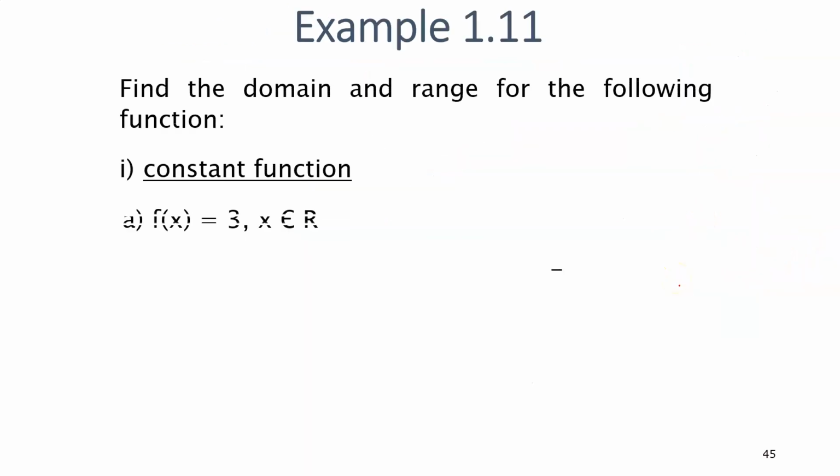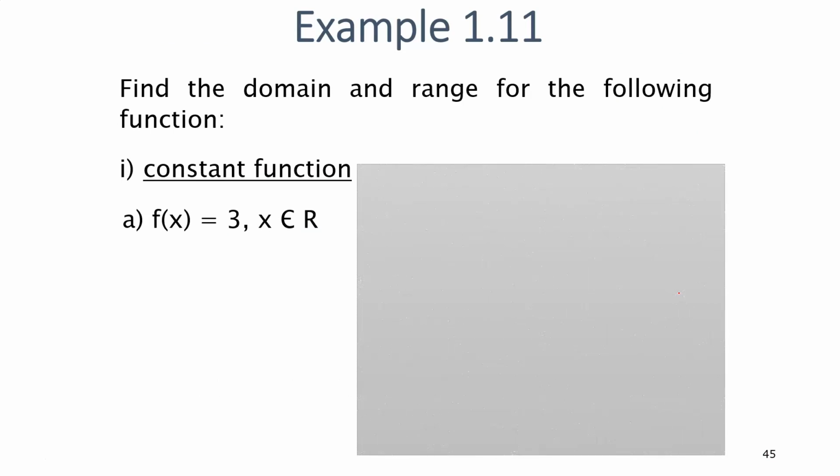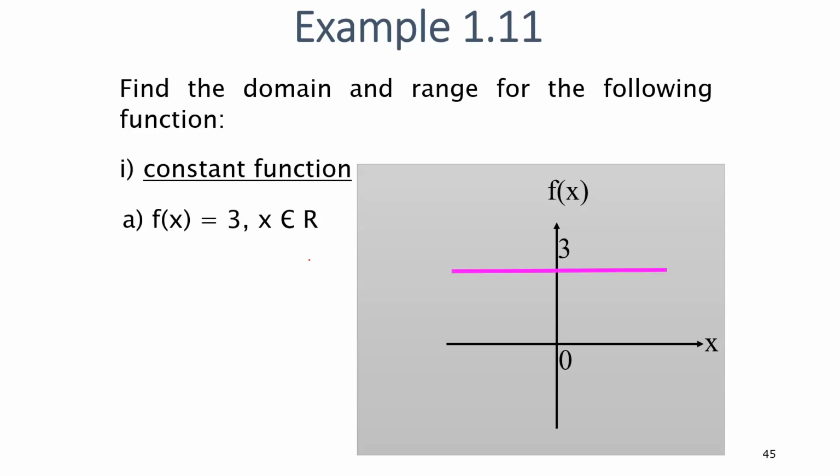Okay, more example. Find the domain and range for the following function. You are given a constant function where f(x) equal to 3, where x is an element of real numbers. So this is actually a straight line, right? Remember, f(x) is actually equal to y. So it's actually y equal to 3. So you get this one, y equal to 3.